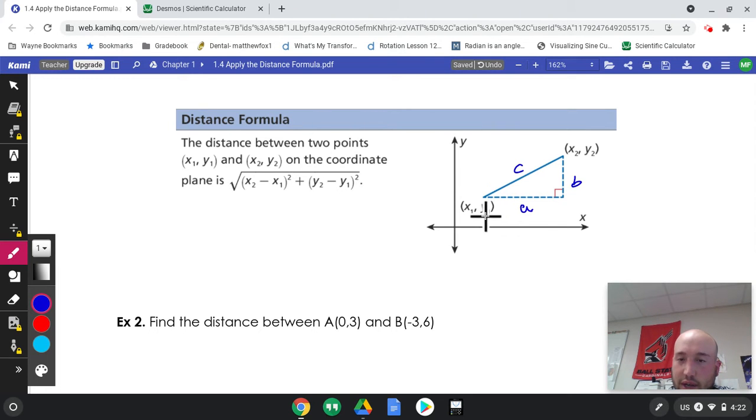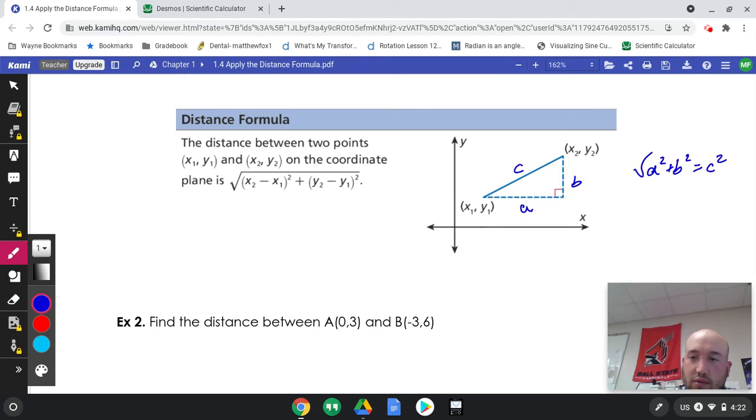A would be the distance from x to x. So if we take x2 minus x1, and we square it, that's a squared. B is y, up and down, so that's y2 minus y1. If we square that, and we take the square root of both of these. So if we think about it, a squared plus b squared equals c squared. We'd take the square root of that, and c would equal the square root of a squared plus b squared. Okay. So now, let's use this formula.